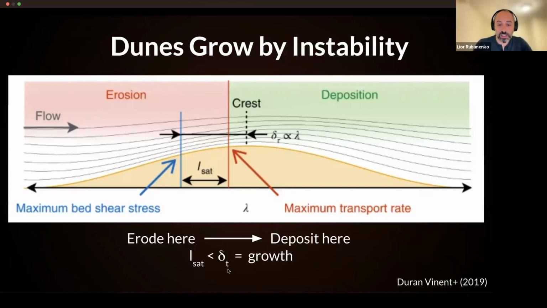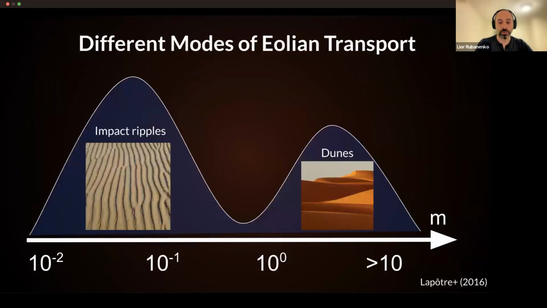And when this delta T is greater than the saturation length, then grains would tend to be deposited around or on the dune crest, leading to increasing the size of the dune, which would cause this saturation length to increase further and cause a further increase of the size of the dune. And this is what I mean that dunes grow by instability. There's a feedback mechanism. It causes small instabilities to grow into larger dunes.